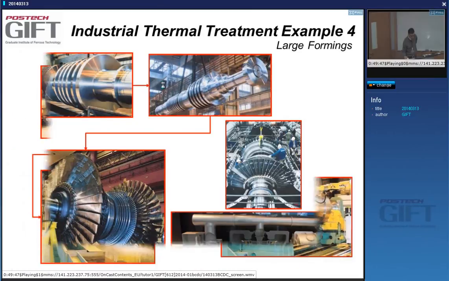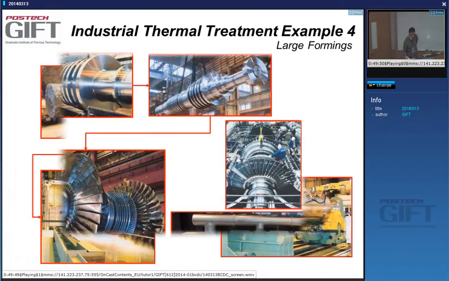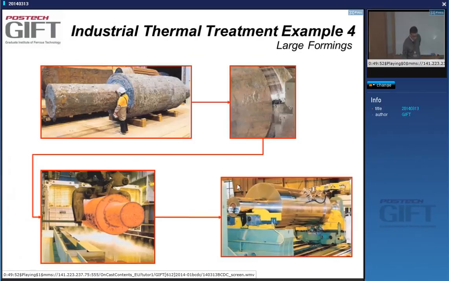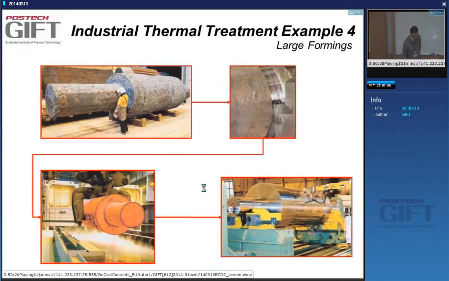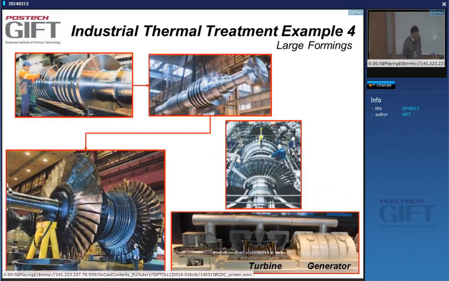Another example here. This is a forging that is actually used to make a turbine axle. This part here is then machined. Lots of material is removed, and you're left with these parts where the turbine blades will be fitted. Eventually it looks like this, the turbine blades are fitted on, you put it in the turbine's body, and this is where this large forging ends up.